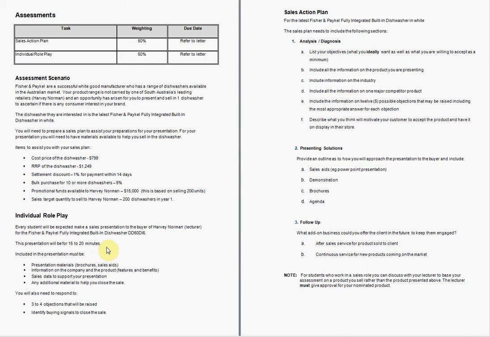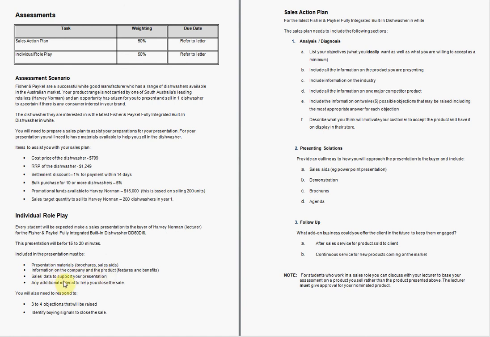The presentation will be for 15 to 20 minutes, and it could be 10 minutes, but you do need to allocate that amount of time when you are doing the presentation. Now, what you do need to include in your presentation are the materials, so the brochures, the sales aids that you'll be using, also a PowerPoint presentation, because quite often if you are doing a business presentation, PowerPoints are actually used. You do need information on the company and the product.